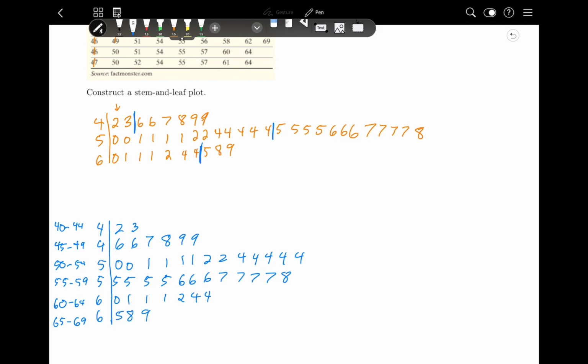Okay. And then all you have to do is add a title and a legend. So for the title, it can be anything that describes what this is. So this would be ages of presidents on their first day in office.